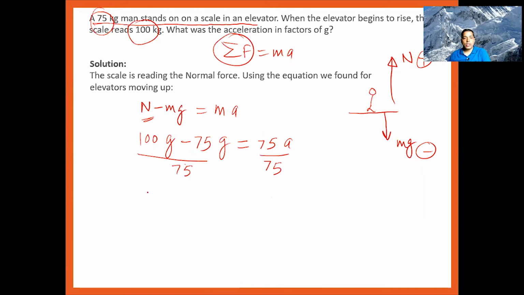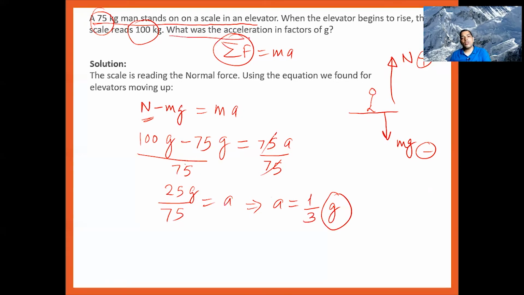75, right? So then 100 minus 75, 25g over 75 equals a. This cancels out, so this is a. So this means a equals 1 over 3g. See, I did not put the value of g here. Why? Because we have to find the acceleration in factors of g. That's what it is. So acceleration is 1 over 3 in factors of g.